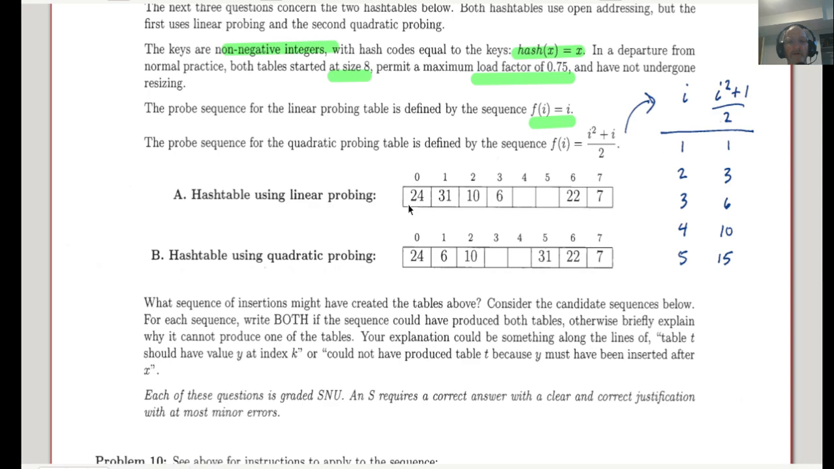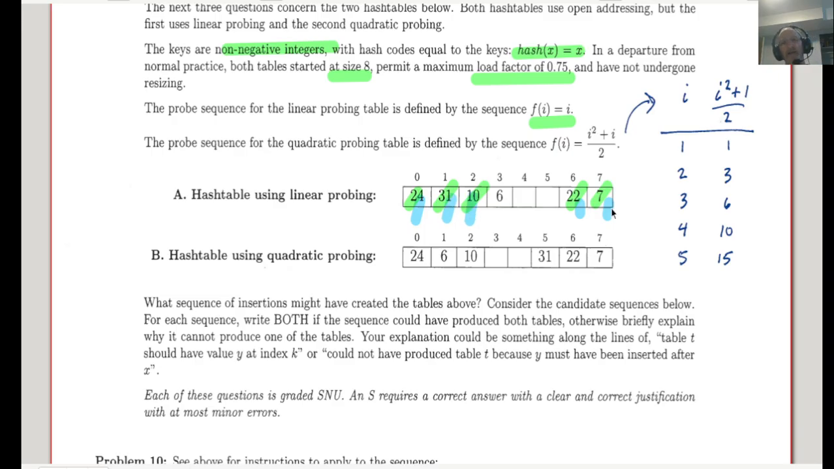We've already inserted 24, 31, 10, 22, and 7 in the hash table. All those have landed in these particular slots. So far the insertion sequence is fine. What happens when we add 6? Well, 6 mod 8 is 6. That's already filled, so there's a collision. We add 1. Chose the 7. There's a collision. We collide there, we collide there, we collide there.